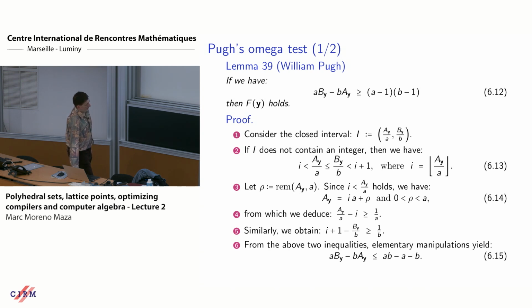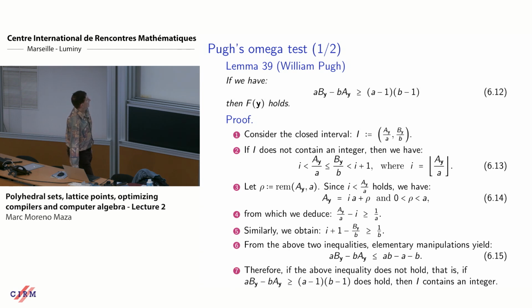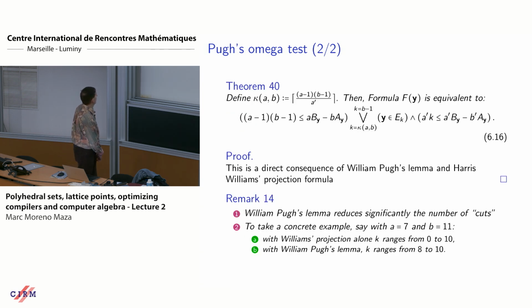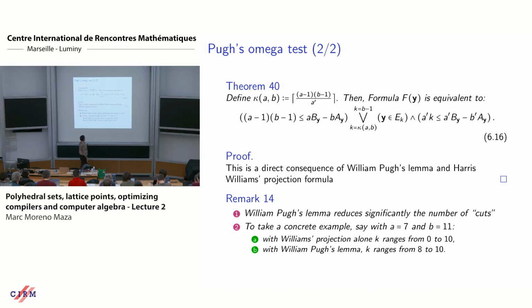So we need to use the two results, I mean the lemma of William Pugh and the theorem of Williams, to get what is useful in practice. So f of y is true if either we have that condition that was given by the previous lemma, or we have all these cases. So to give an idea of how many cases we can have on a small example, let's say A is 7 and B is 11. If we don't use the optimization of William Pugh, then we have k ranging from 0 to 10. Otherwise, k only ranges from 8 to 10.